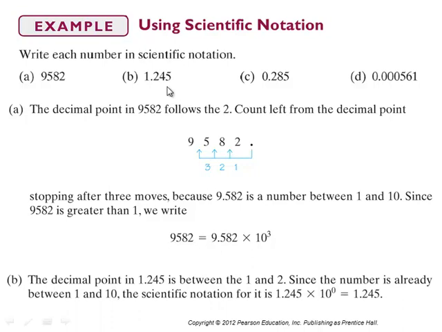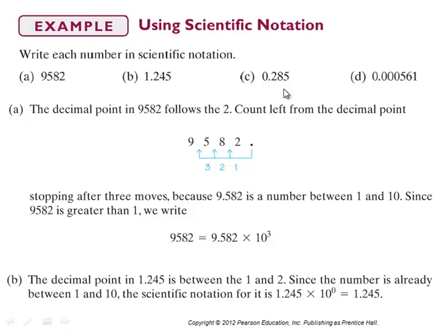For 1.245, there's really nothing to do with this except you'll just have a times 10 to the 0 power. Why do we not have to do anything? Well, because 1.245 is already between 1 and 10. So you can write it like this in scientific notation if you want.